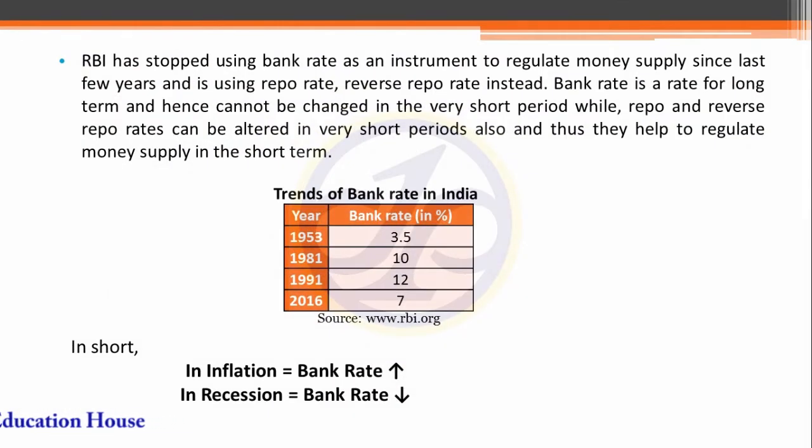Nowadays, Reserve Bank of India utilizes repo rate and reverse repo rate instead of bank rate, because bank rate works for the long term, but the repo rate and reverse repo rate work for the short term. In 2016, the bank rate was 7%. In short, the basic explanation was given. In inflation, the bank rate will rise, and in recession, the bank rate will be reduced.